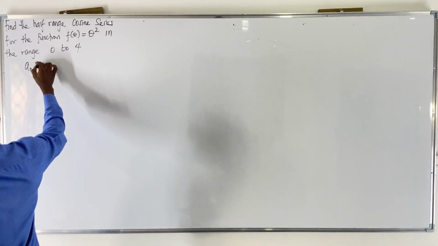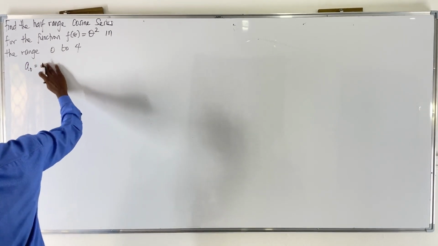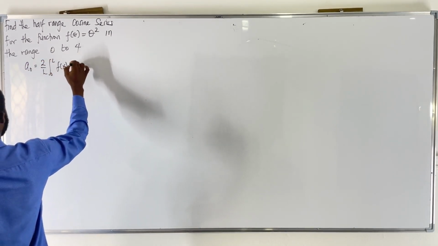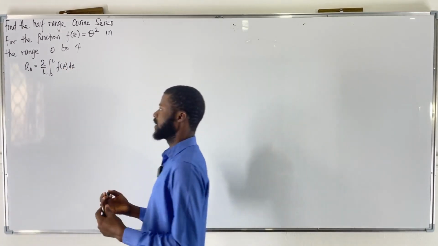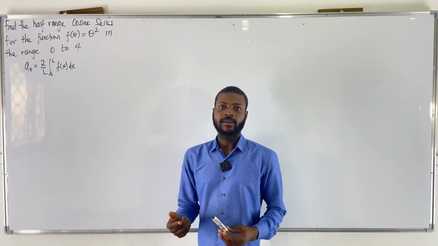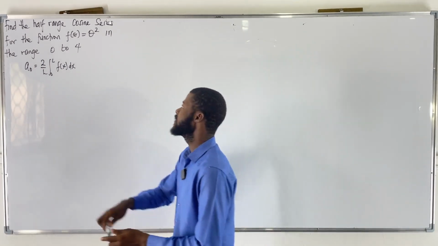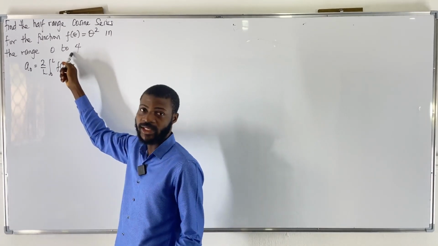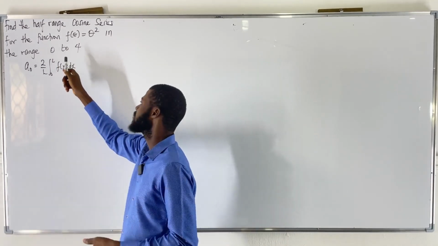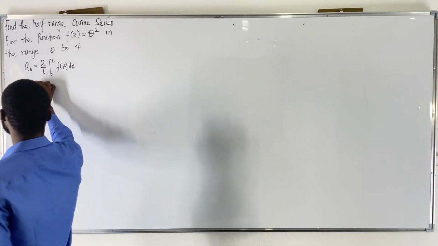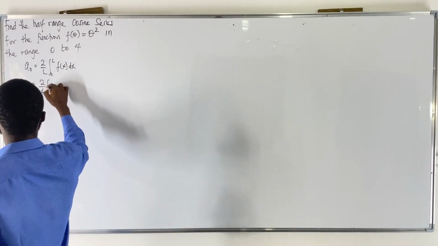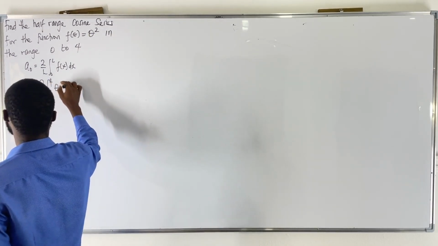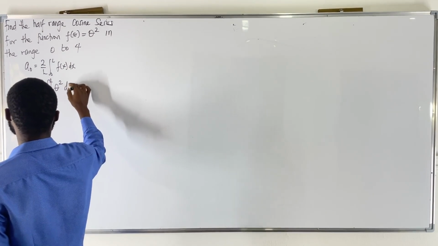So a naught is 2 over L, integral from 0 to L, f of x dx. So that's what a naught is going to be. Now what is L? L is half the period. But since we have the half range, the half has been given to us as 4 already, because they've already taken the half of it. So L is 4. So this will become 2 over 4, integral from 0 to 4. Now f of x is theta squared. Oh, we're even dealing with theta, not x. So this will be d theta.